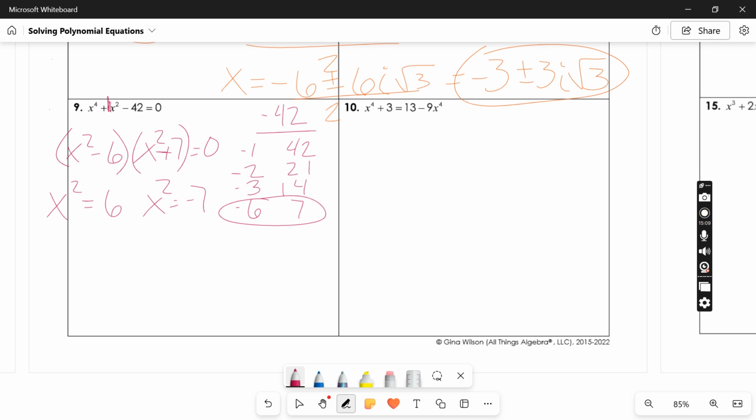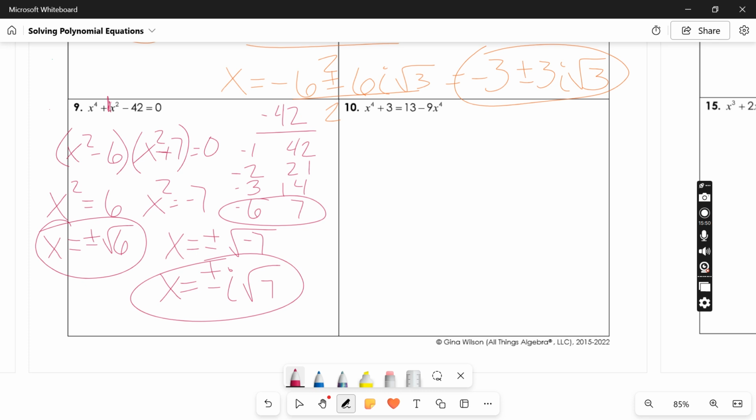I do need to simplify these further by taking the square root of each of these. So this would be x is equal to positive and negative square root of 6. Now 6 is not a perfect square, and there are no perfect squares that go into it evenly besides 1, so I'm done. And then on this one, this would be x is equal to positive and negative square root of -7. Again, 7 is not a perfect square, and there's no other perfect squares that go into it. The only thing we need to deal with is the fact that there's a negative there. Since there's a negative, I'm going to rewrite this as x is equal to positive and negative i square roots of 7. And that would be my answer.